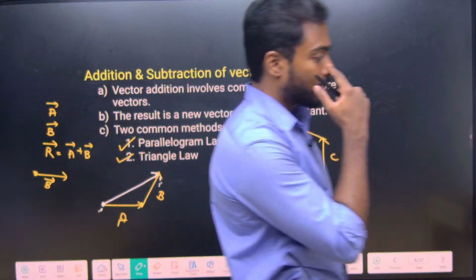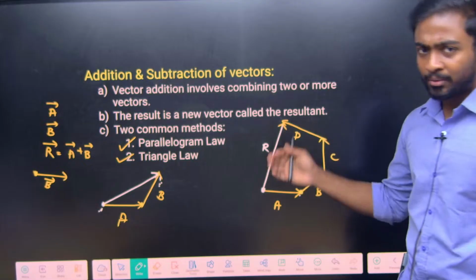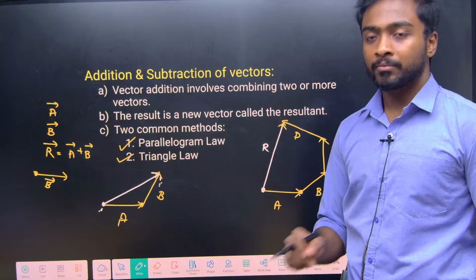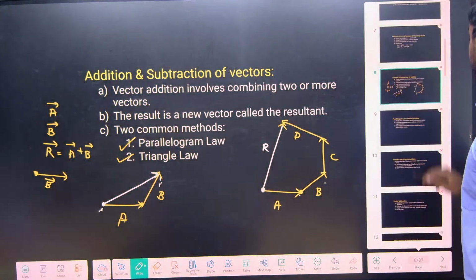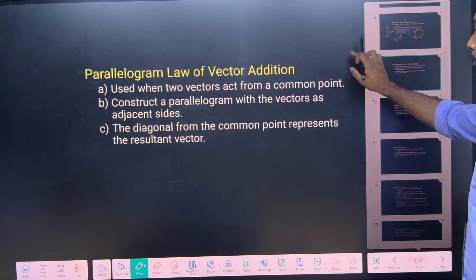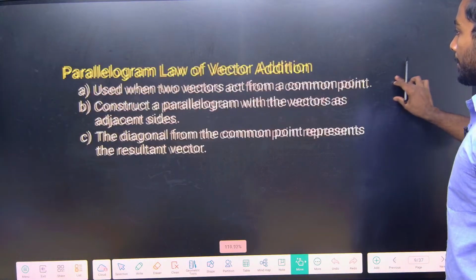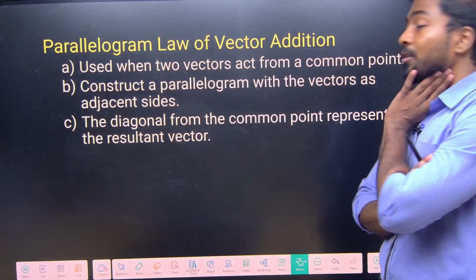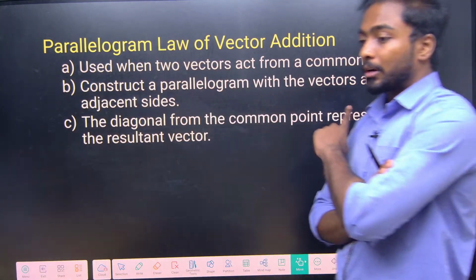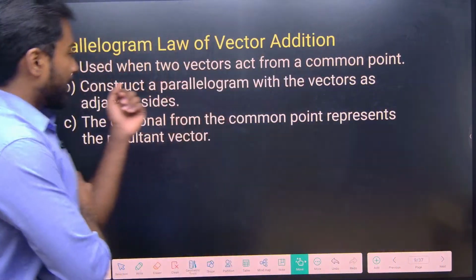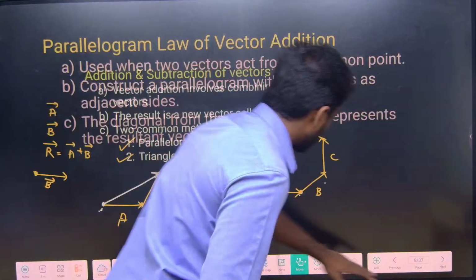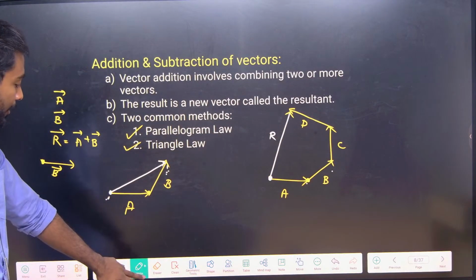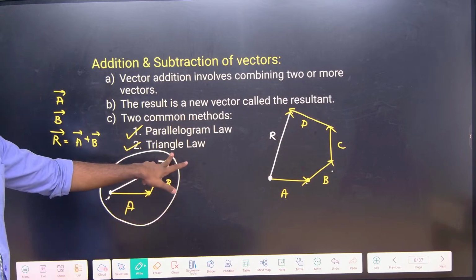This is how we add vectors. Even for subtraction, it is the same thing. Now the parallelogram law of vector addition is used when two vectors act from a common point. We have talked about the triangle law, when I talk about this, is it looking like a triangle? This is my triangle law.